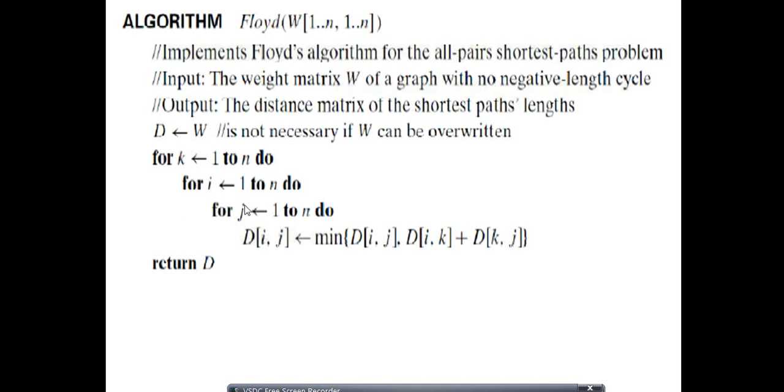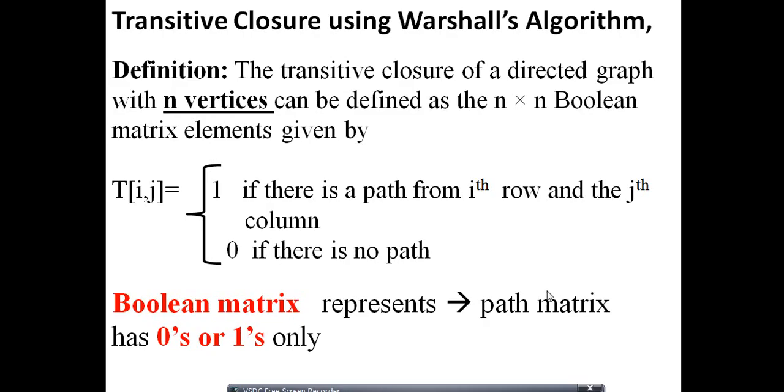Here there are three variables i, j, k, with initial values 1 to n, 1 to n and 1 to n. With the help of this formula we have to calculate the distance matrix. Okay, now today we will discuss transitive closure using Warshall's algorithm.